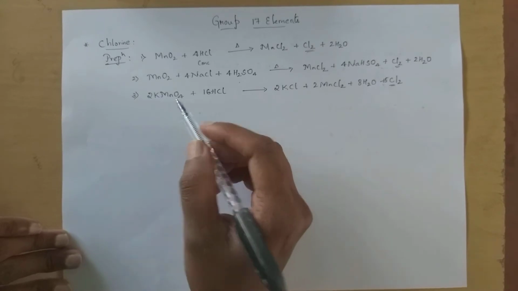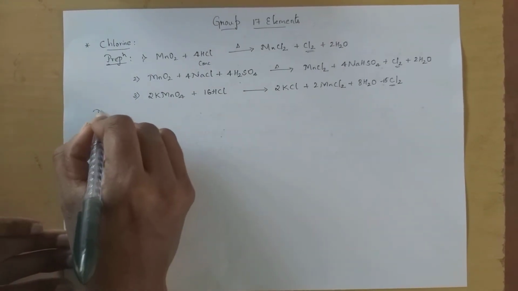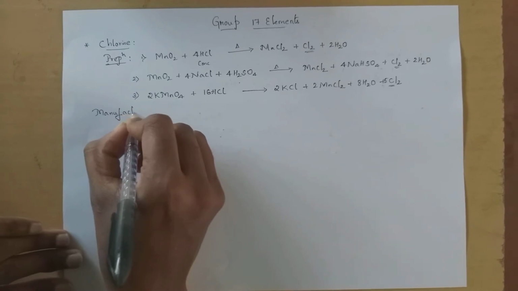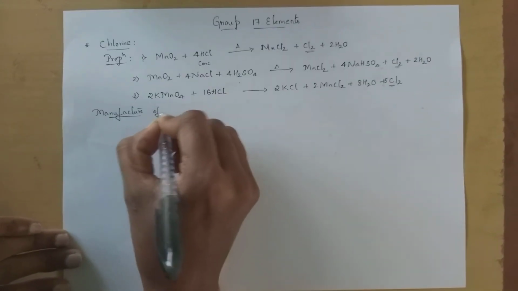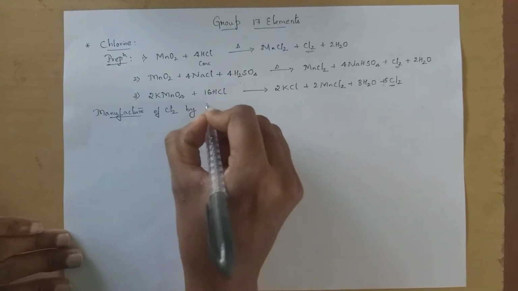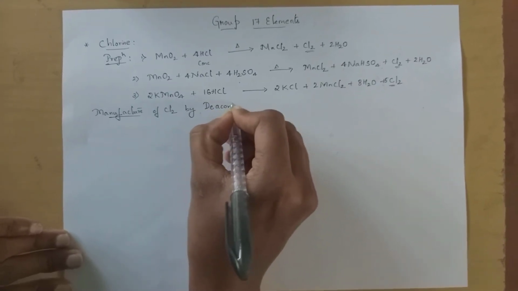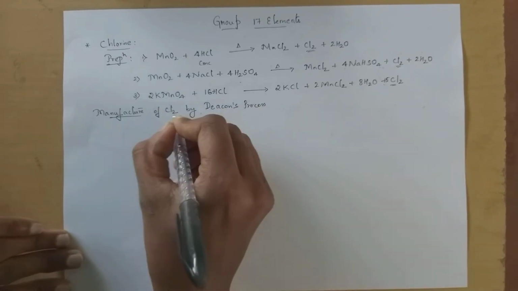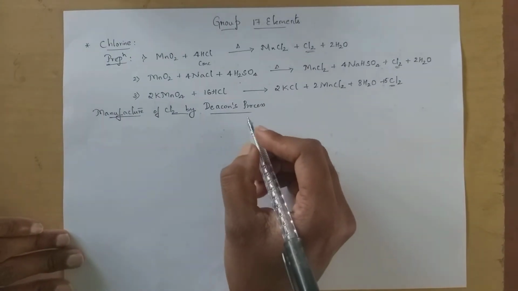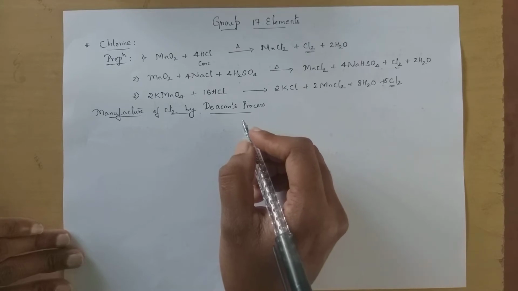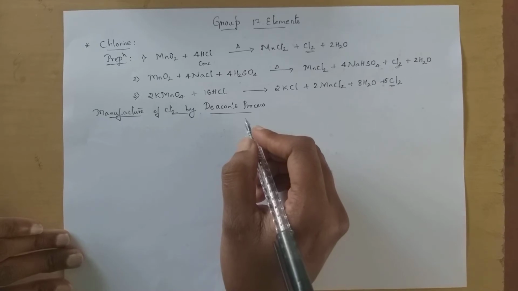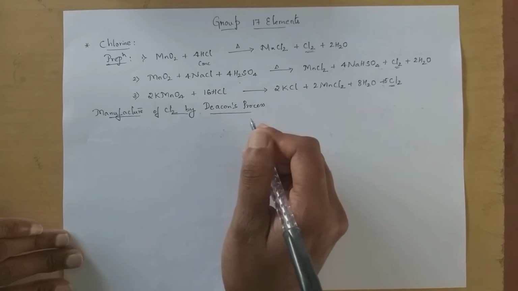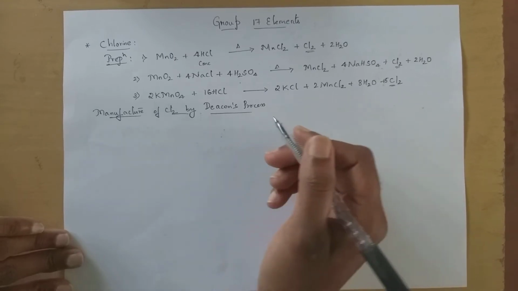Coming to one more, that is the manufacture process. Very important, manufacture of chlorine by Deacon's process. For 2 marks they will ask this question, that is how chlorine is manufactured by Deacon's process. Chlorine is prepared by the oxidation of HCl gas using oxygen in the presence of copper chloride, CuCl2, as a catalyst under 723 Kelvin.